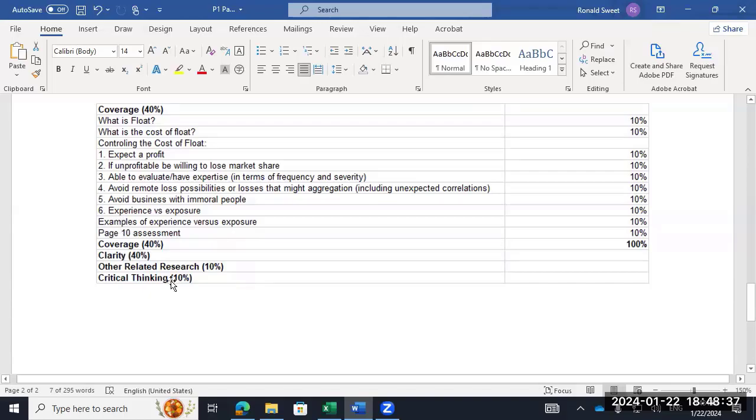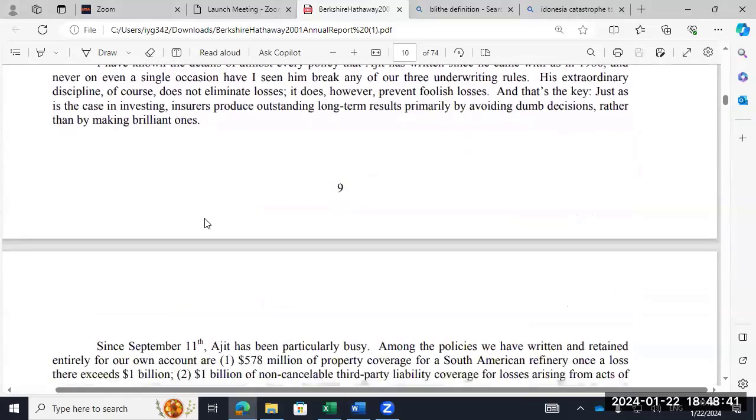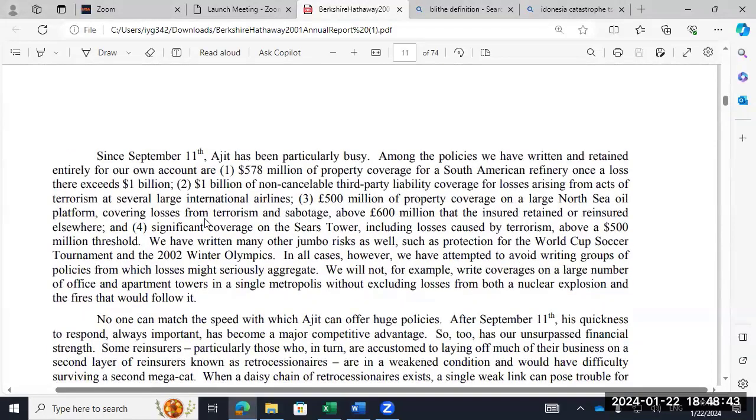All right, let's talk about the page 10 assessments. So think about everything he said in those 6 things. And then we get to page 10. The way I would handle this is some of the words he uses that I think are really, really interesting. Let's start with this.